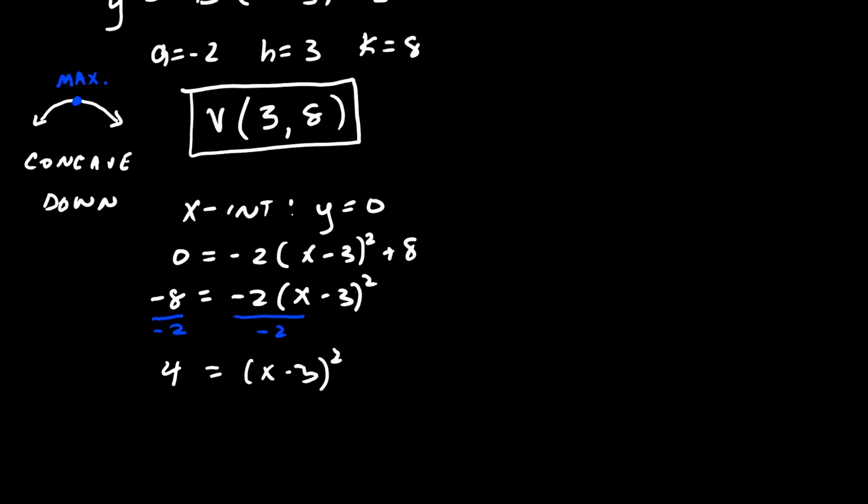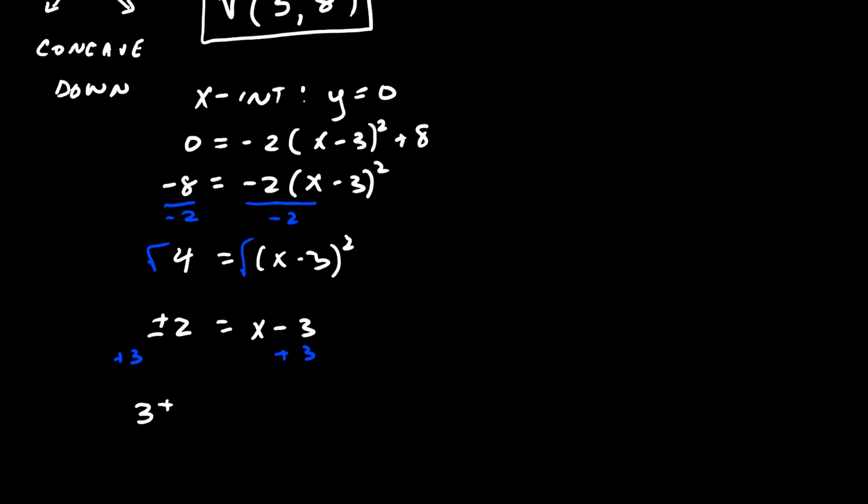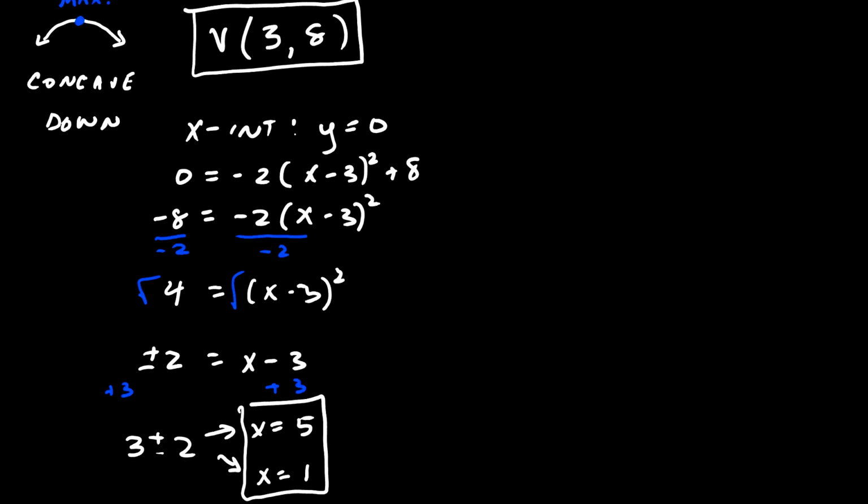And then from here, we'll square root both sides. Don't forget, it's going to be plus or minus 2, because when we squared the value, we don't know if we started off positive or negative. And our final step, of course, is to add 3 to both sides. And in adding 3 to both sides, we're left with 3 plus or minus 2, which brings us to our x values of 3 plus 2, which is 5, and 3 minus 2, which is 1. So we have our x-intercepts and our vertex already, and our concavity.